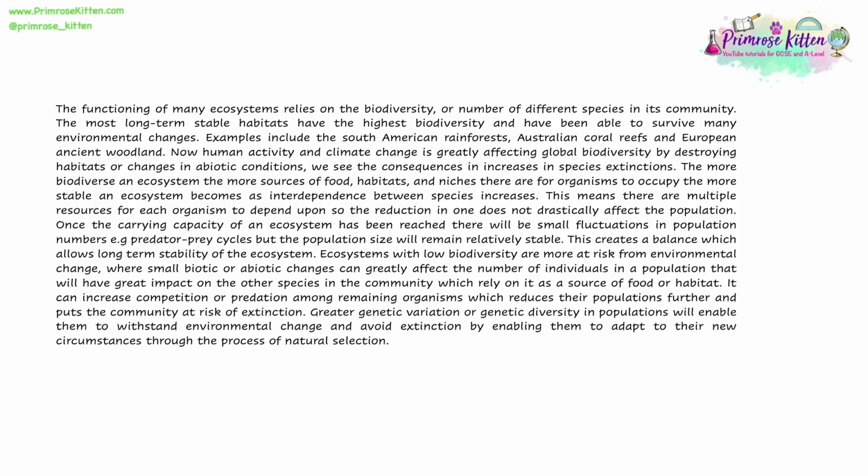The more biodiverse an ecosystem, the more sources of food, habitats, and niches there are for organisms to occupy, the more stable an ecosystem becomes, as interdependence between species increases. This means there are multiple resources for each organism to depend upon, so the reduction in one does not drastically affect the population. Once the carrying capacity of an ecosystem has been reached, there will be small fluctuations in population numbers, for example, predator-prey cycles, but the population cycle size will remain relatively stable. This creates a balance which allows long-term stability of the ecosystem.